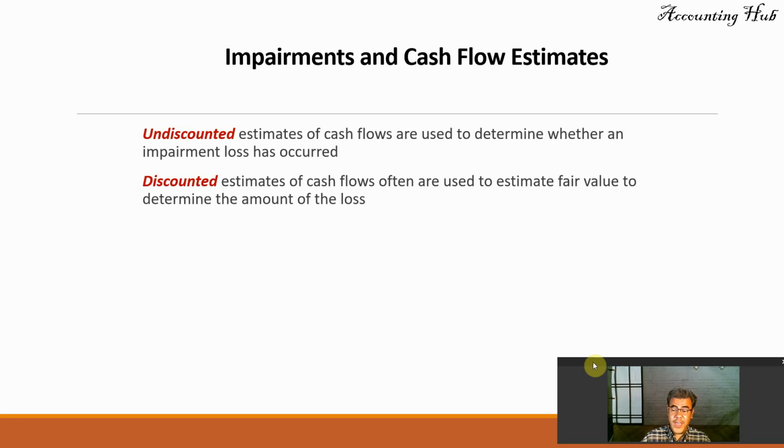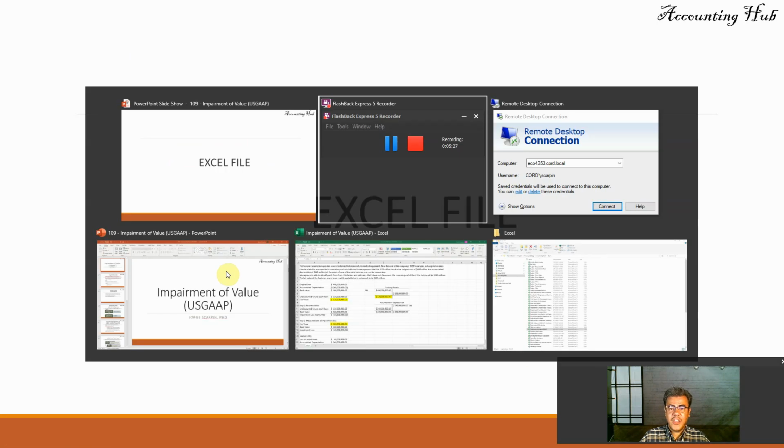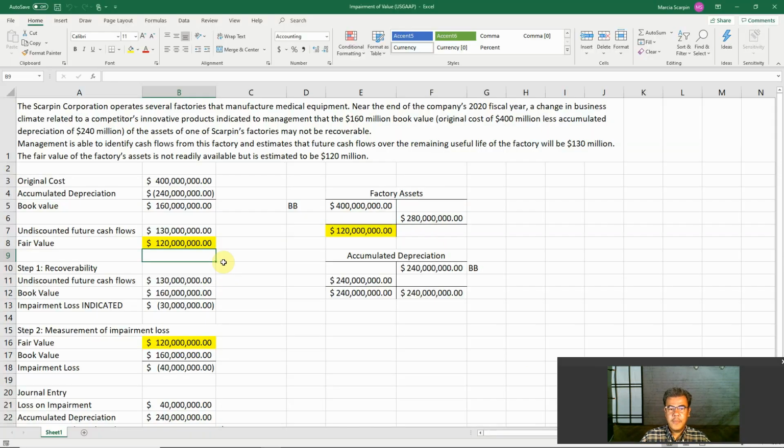And why do we have a loss here? Because if we have a loss when we work with undiscounted cash flow, for sure we will have a loss with discounted cash flow, because discounted cash flow is always lower than undiscounted, because they are discounted. Okay? And let's go to our Excel file.